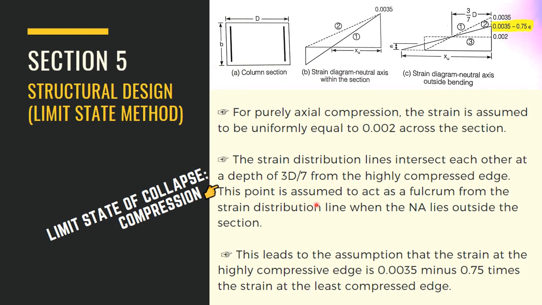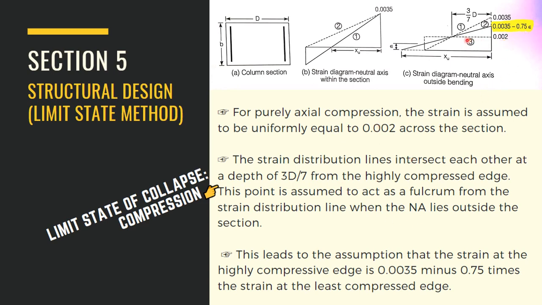This point is assumed to act as a fulcrum of the strain distribution line when the neutral axis lies outside the section. This leads to the assumption that the strain at the highly compressed edge is 0.0035 minus 0.75 times the strain at the least compressed edge. So this diagram is important to define the strain in a compression member. Strain distribution, we can say.